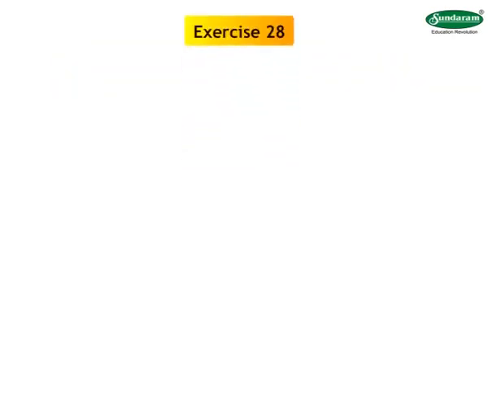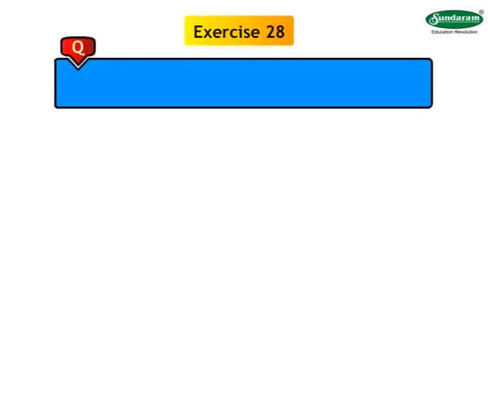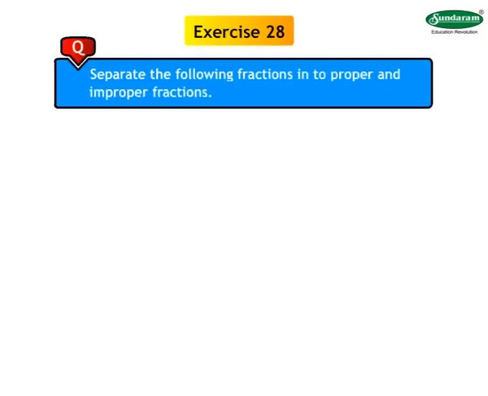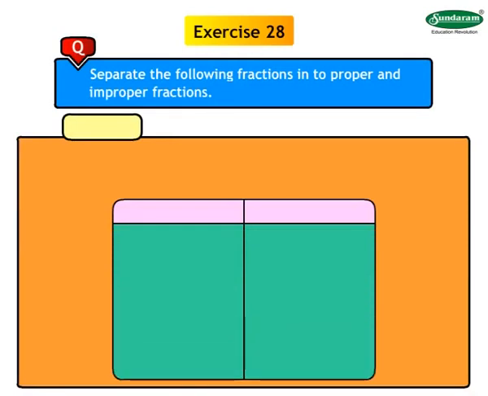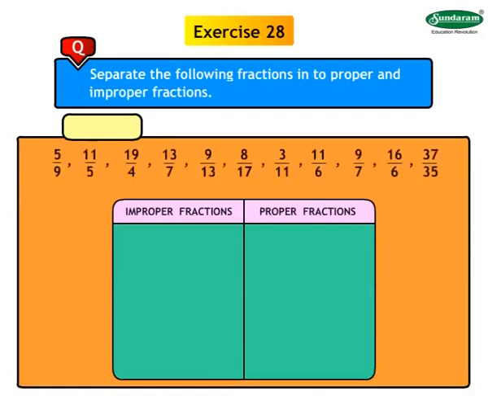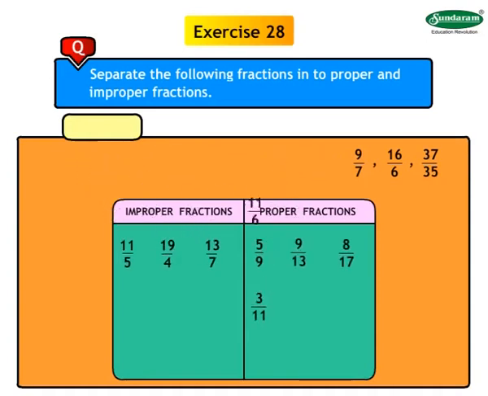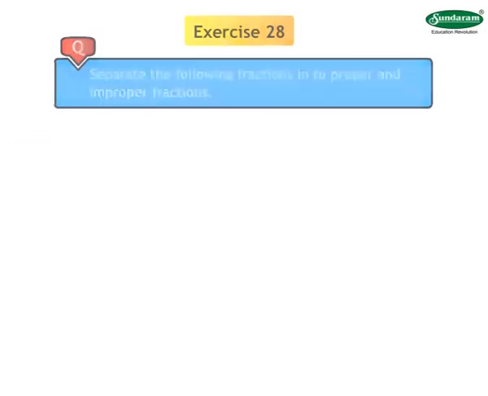Let us solve exercise 28. Question: separate the following fractions into proper and improper fractions. Make two columns, one of improper and other of proper fractions. The fractions with numerator greater than the denominator will be placed under improper fractions. The fractions with denominator greater than the numerator will be placed under proper fractions.